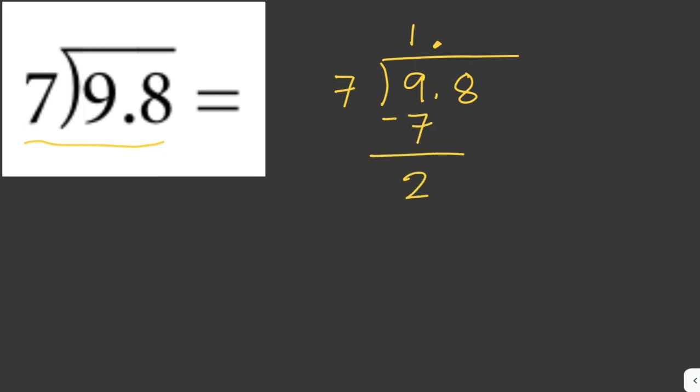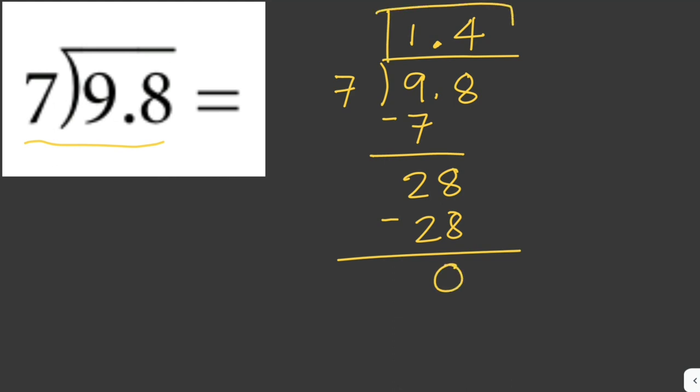So let's solve this other problem here. 9.8 divided by 7. Okay, so we don't have to move any decimal places here, so we just move the decimal point straight up to the answer here. Then 9 divided by 7 is 1. 1 times 7 is 7. 9 minus 7 is 2, and we bring down 8. And 28 divided by 7 is 4. So 4 times 7 is 28. We subtract. 28 minus 28 is 0. Therefore, 9.8 divided by 7 is just equal to 1.4.